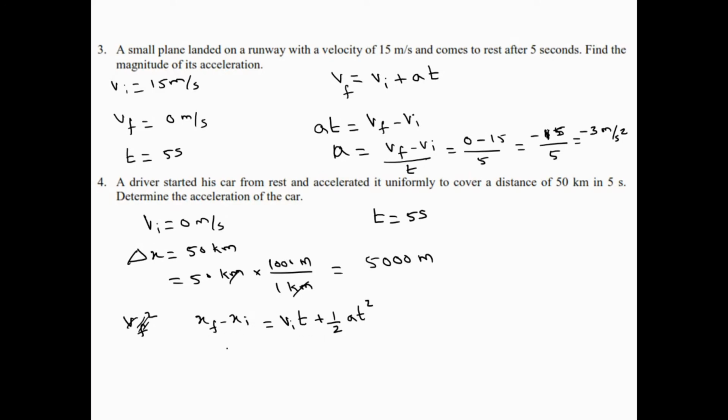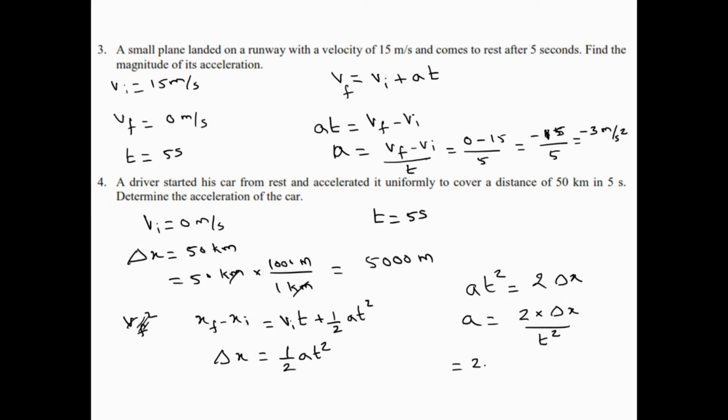Here x final minus x initial is our delta x value, and what is our initial velocity? Our initial velocity is 0, so anything multiplied by 0 is 0, plus half at square. We are going to find the acceleration, so you have to rearrange this equation. Acceleration multiplied by time square is equal to 2 multiplied by delta x, and therefore acceleration is equal to 2 multiplied by delta x divided by time square.